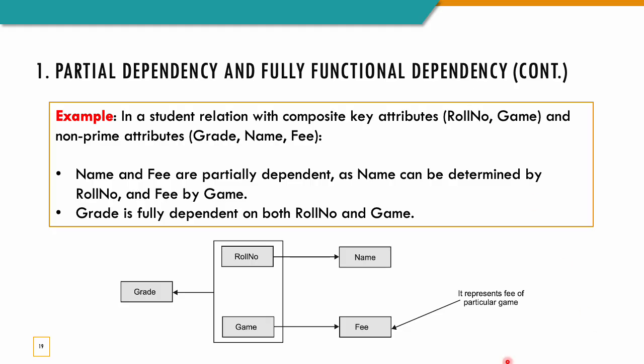Okay, so in summary, partial dependency means that non-prime attributes depend only on part of the composite key. Meanwhile, fully functional dependency means that non-prime attributes depend on the entire composite key.